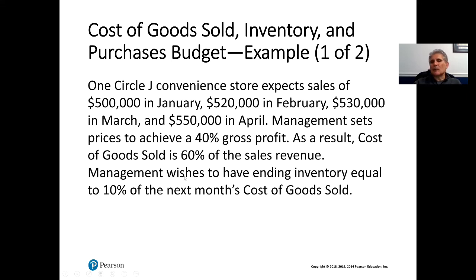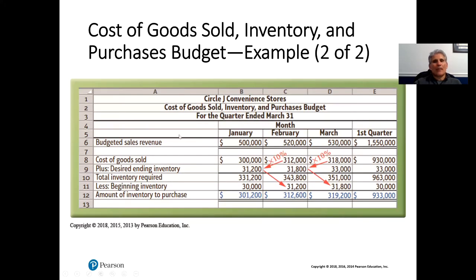So this is pretty similar to what we learned before, so we'll need to pay attention. This is a little different, but it's actually a little bit simpler. So we come up with our cost of good inventory and purchase budget. Our budgeted sales are 500, 520, 530. That was given in the previous slide. The cost of goods sold, 300,000, is computed how?